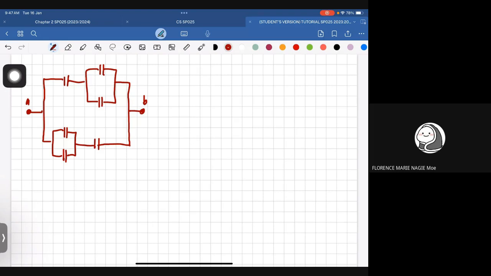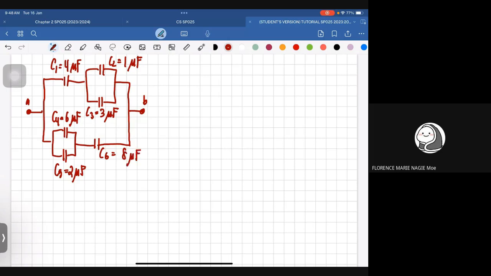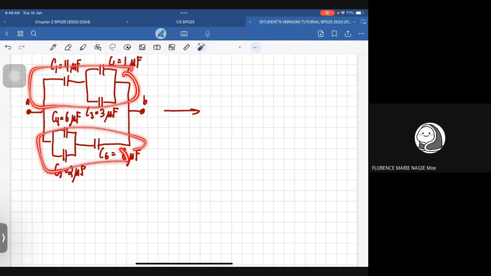Okay, so since sekarang dia tidak label each capacitor tu, make sure kamu label lah, supaya kamu tidak bingung. C1, 4 microfarad. Dia tidak wajib lah, cuma lagi bagus bila kamu label. Okay, macam ni. So C3 is 3 microfarad. C4 is 6 microfarad. C5 is 2 micro. C6 is 8 micro.